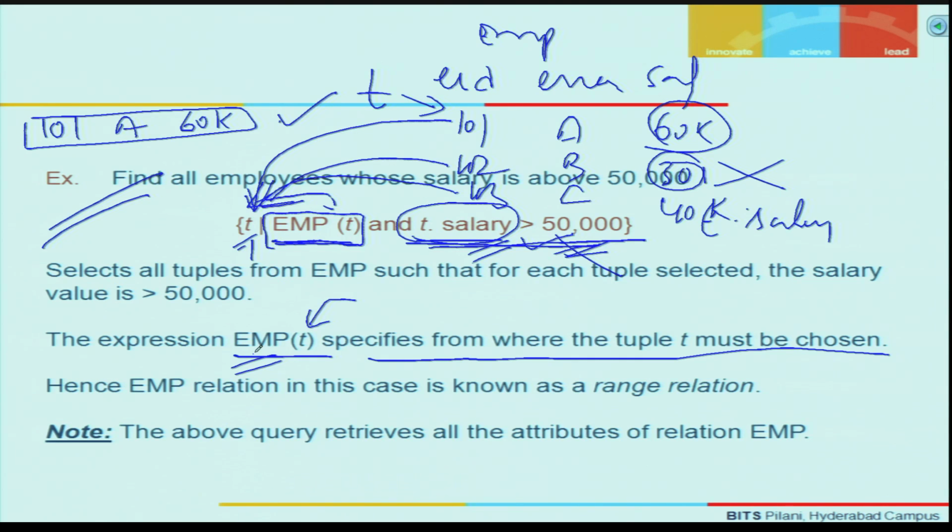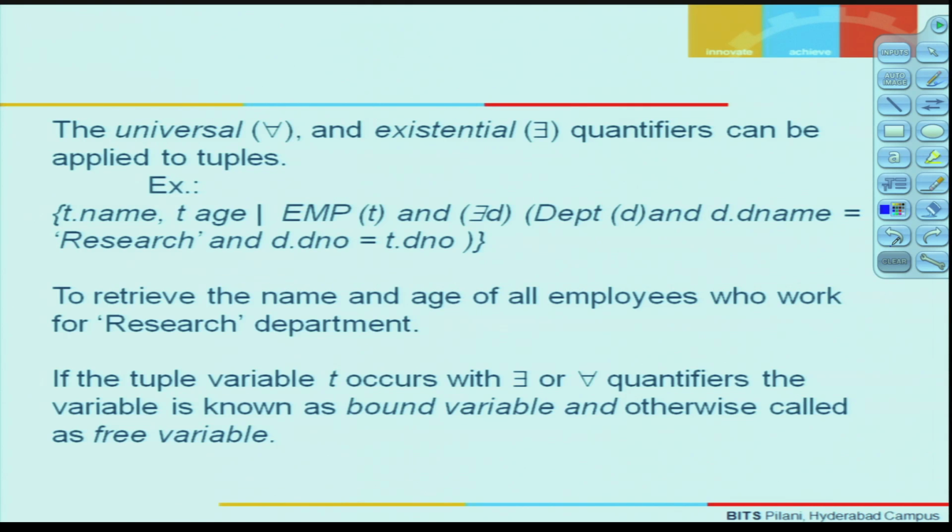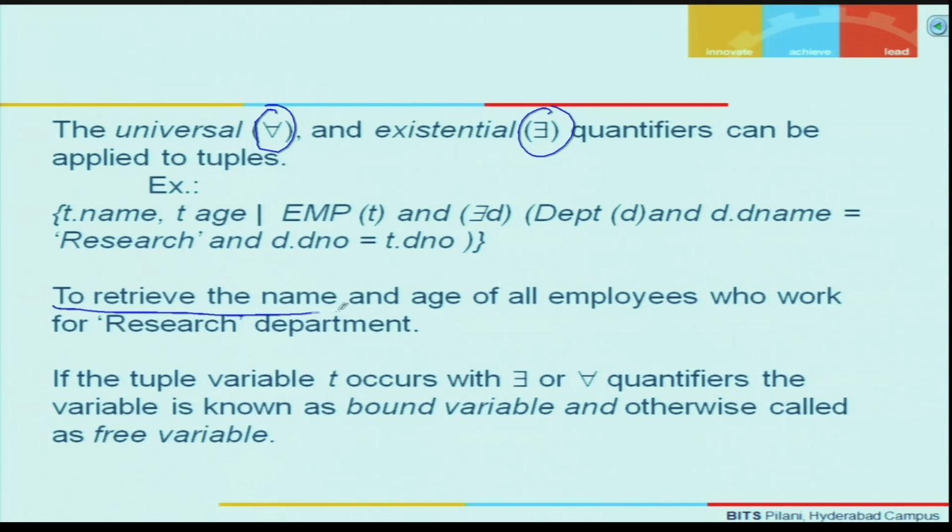I am checking for a condition, and if it is satisfied, all the attributes of that particular tuple will show up in the result. In some cases we may need to apply the universal and then existential quantifier, and in some cases we may not want to see all the attributes in the result. In such a case, let us assume we want to retrieve the name and age of all the employees who are working in the research department. How can I write a query in tuple relational calculus?